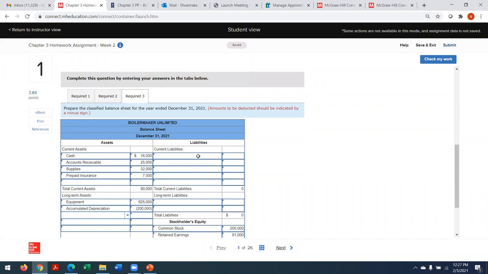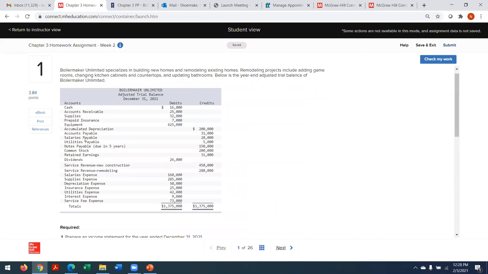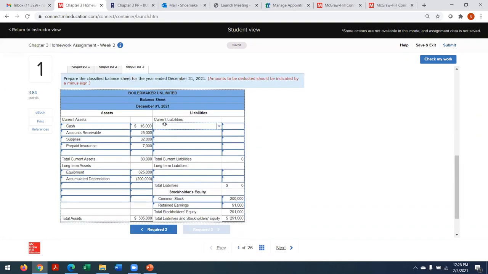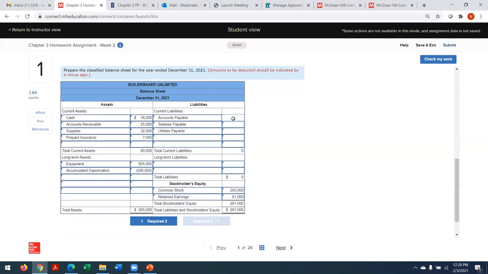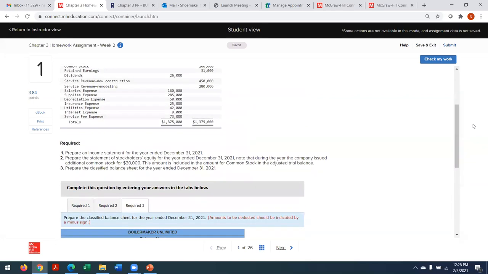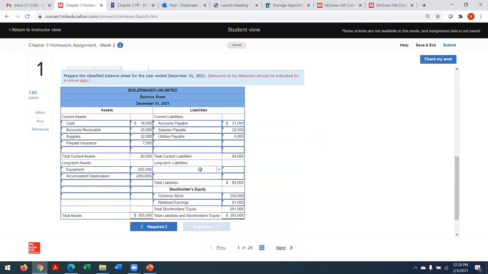Next, we're going to take our current liabilities and then add our long-term liabilities. So we've got here accounts payable, salaries payable, utilities payable. So we'll do our accounts payable, our salaries payable, and our utilities payable. The totals are 31,000, 28,000, and 5,000. And then our long-term liabilities are debts that are due over a year. We have got a notes payable of 150,000, it's due in 5 years. So we will put in here notes payable of 150,000.